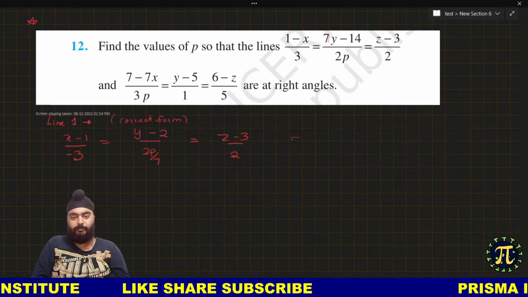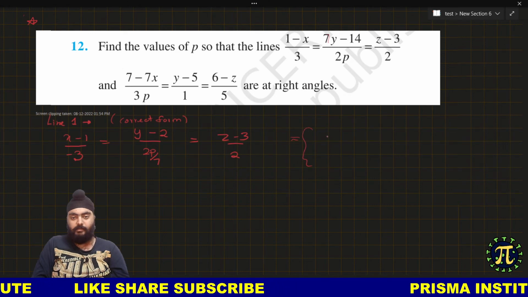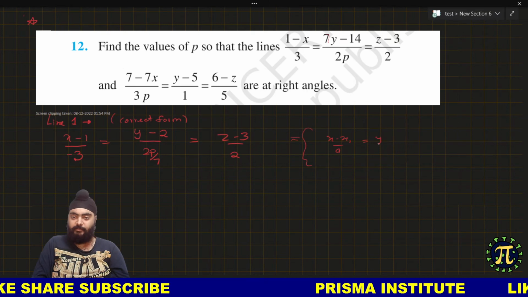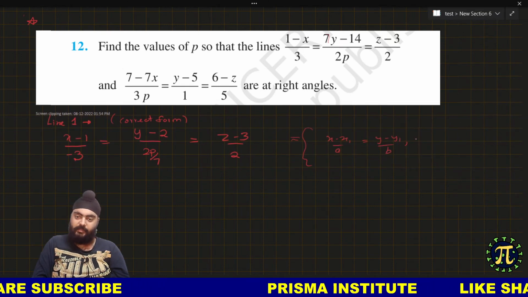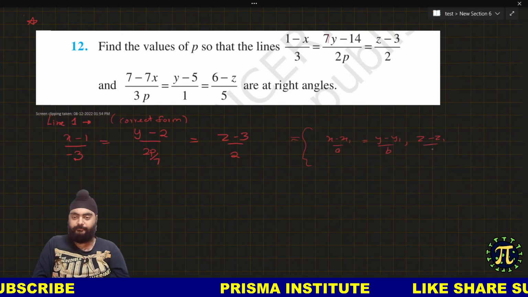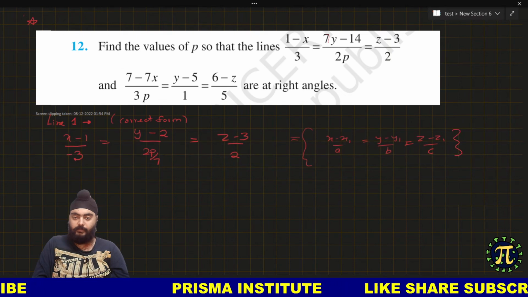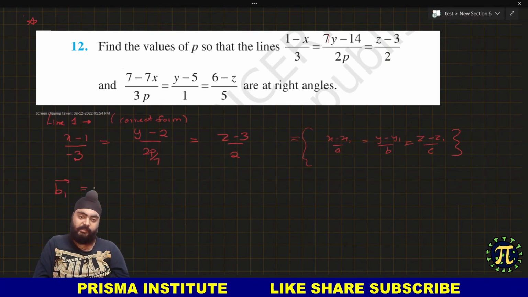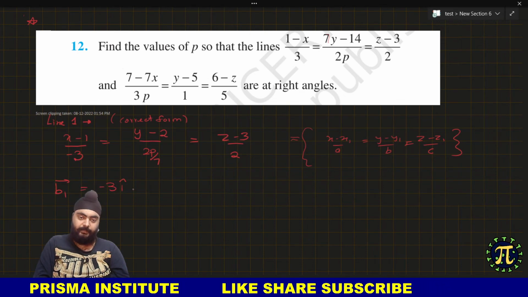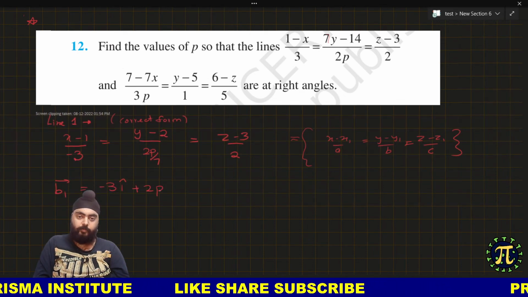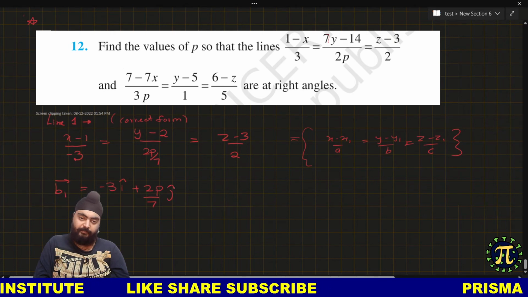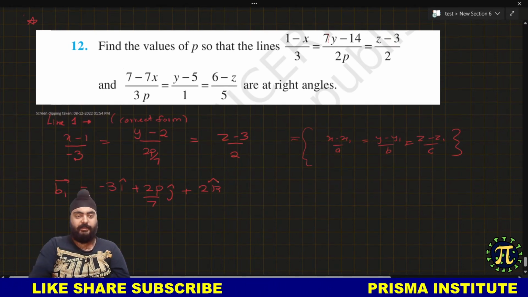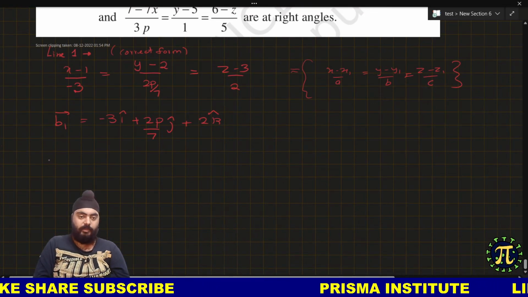it can be now compared with x minus x1 by a. यहाँ पे x का कोएफिशिएंट क्या है? 1. y minus y1 by b and z minus z1 by c. So now I can note down direction of line 1. So b1 वेक्टर कितना है? -3i cap प्लस में 2p by 7j cap प्लस में 2k cap. ओके, एंड लाइन 2 करेक्ट फॉर्म लिखेंगे उसका.